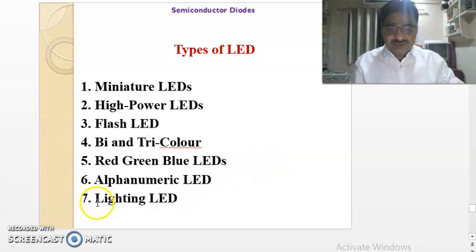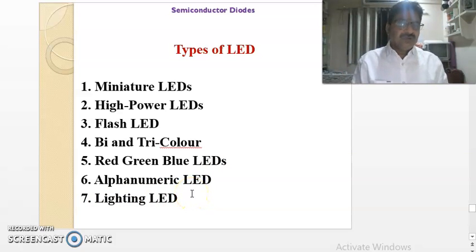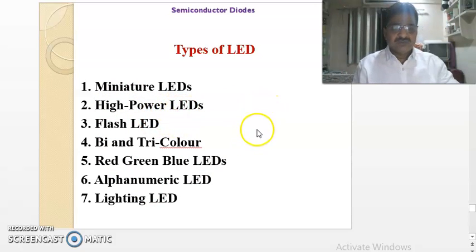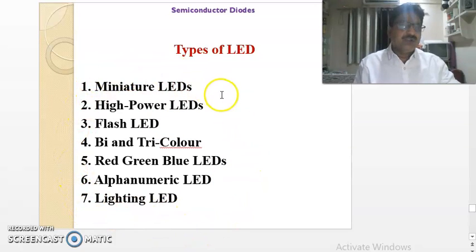Next one is lighting LED. One has to utilize it in lighting. So these are the 7 different types of LEDs which we utilize in our various equipments.